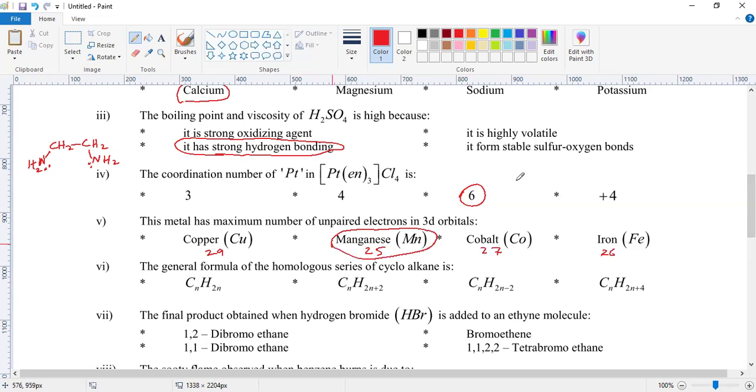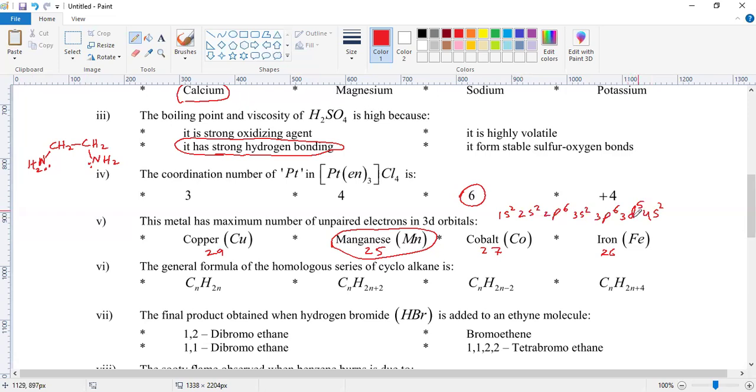Why manganese? See, its atomic number is 25, so its electronic configuration is 1s2, 2s2, 2p6, 3s2, 3p6. Then 4s is filled first, so 4s2 and 3d. How many electrons are left? 10 electrons and 10 electrons, so 5 are left. So there are 5 electrons in the d orbitals, and we know that in the d subshell there are 5 orbitals. So 5 orbitals have 5 electrons, and according to Hund's rule they will be filled singly.